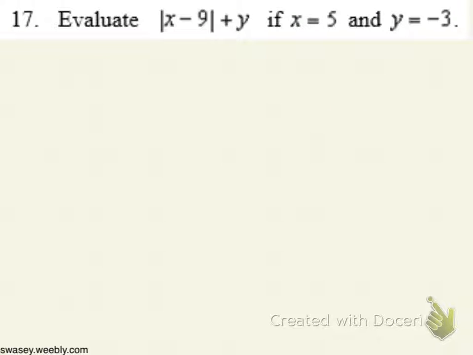17, we're evaluating x is 5. Replace x with 5. Still have the absolute value plus y. And then instead of y, we're going to write negative 3. Now, plus a negative, you may remember, is just the same as minus positive.